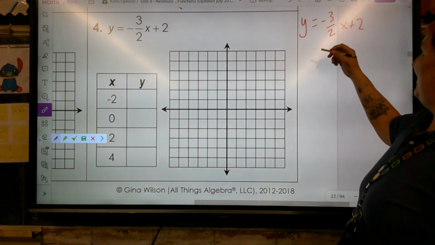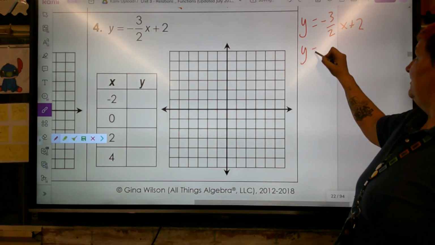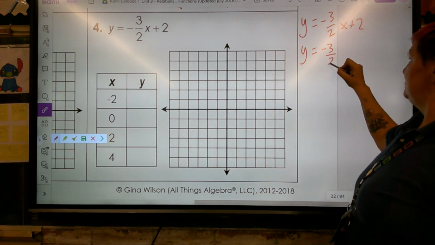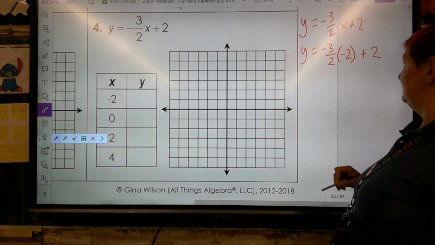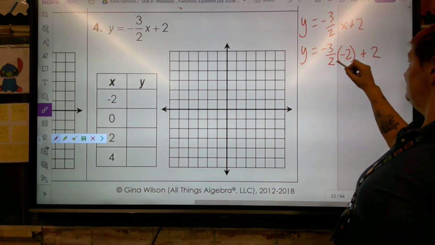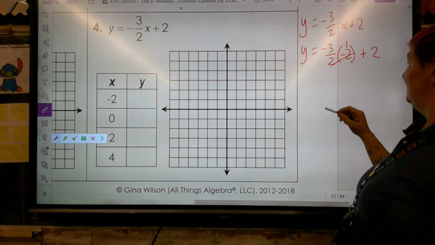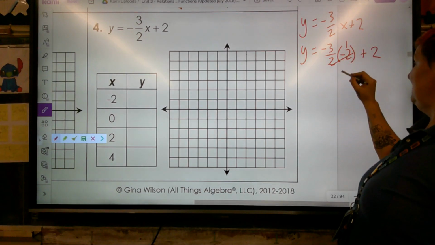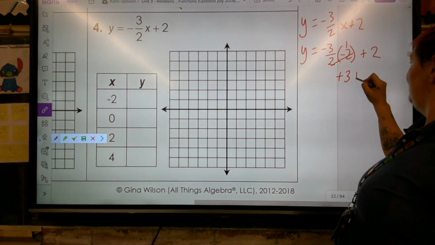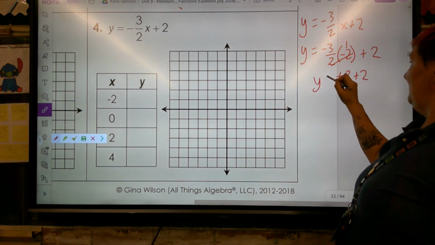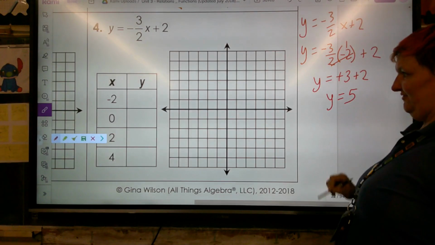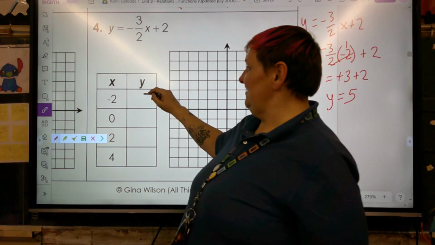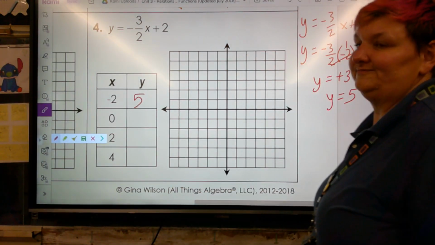Right? So what if x is negative 2? Negative 3 over 2 times negative 2 plus 2. These two are going to cancel and become negative 1. Negative 3 times negative 1 is positive 3. So y equals 3 plus 2. Y equals 5. So when x is negative 2, y is 5.